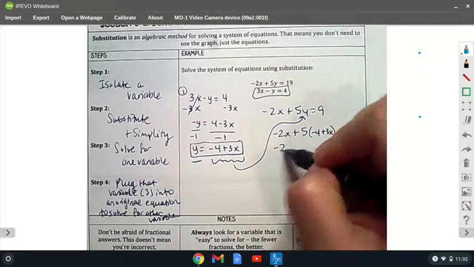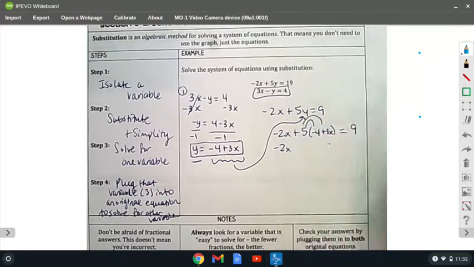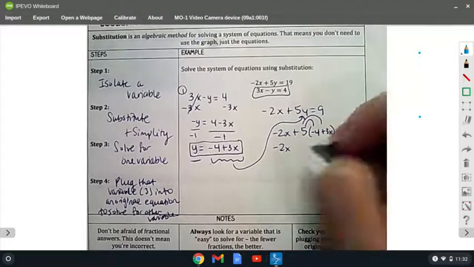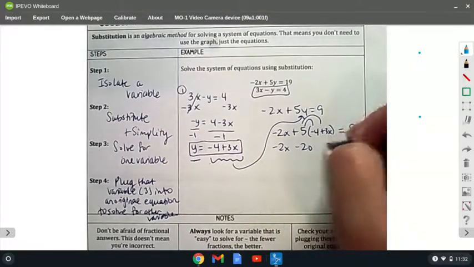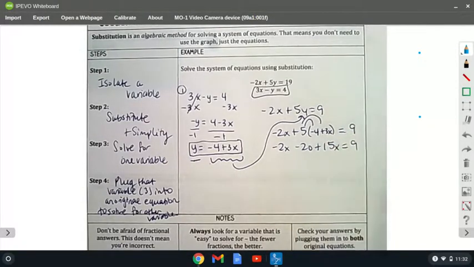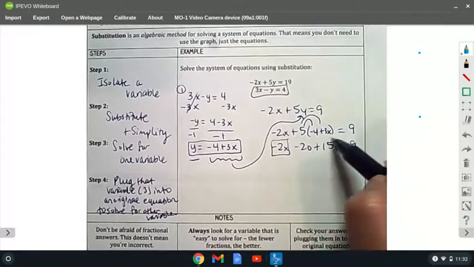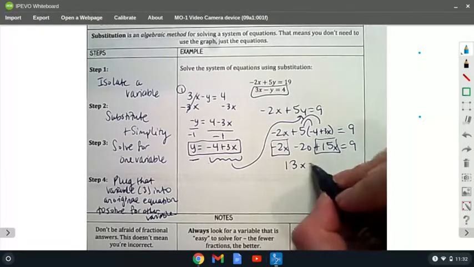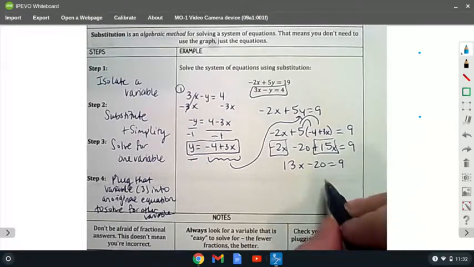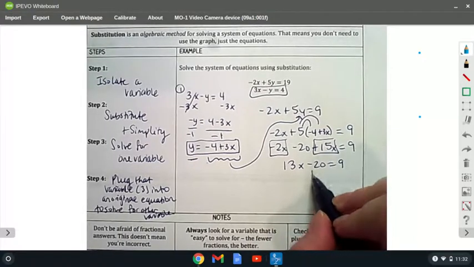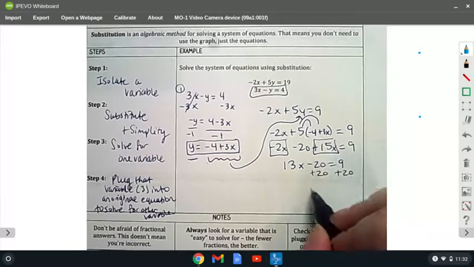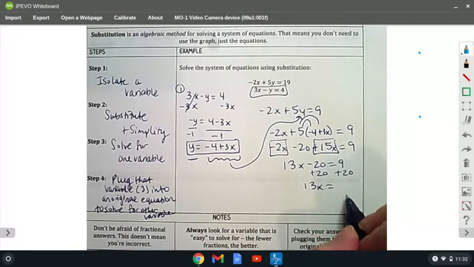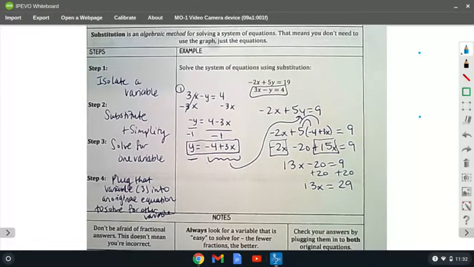So this negative 2x can come down. The 5 should distribute. 5 times negative 4 gives me negative 20. 5 times 3x is 15x. Now I'm going to simplify here, combine like terms. So negative 2x and 15x are like terms. So those can combine to be 13x. Bringing down the negative 20 and the 9, and I can add 20 to both sides. 13x equals 29.